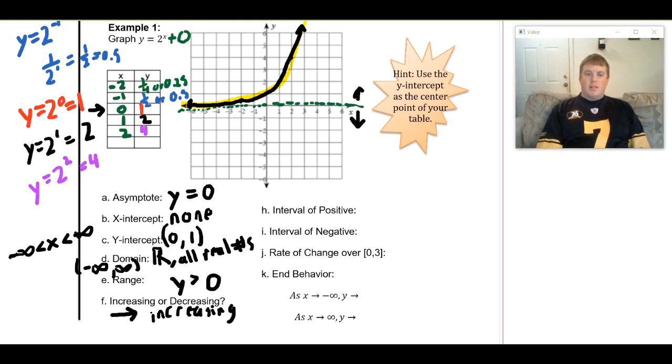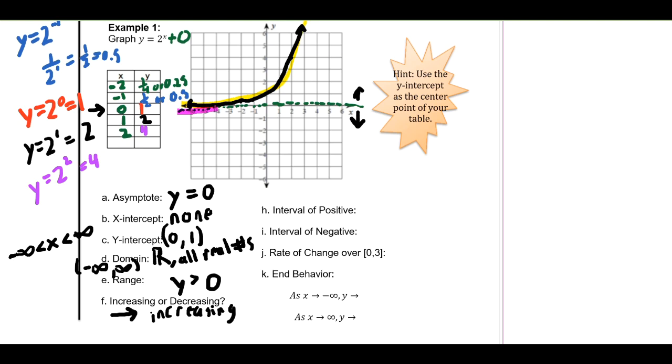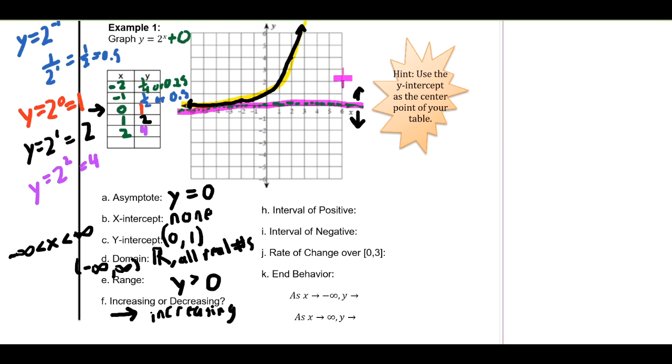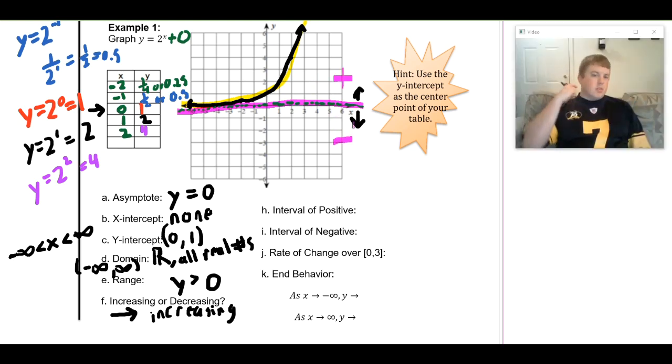Remember, the interval of positive is based off of when it is above or below the x-axis. Interval of positive is going to be when it is above. Interval of negative is going to be when it's below. If we look at what we're given with this equation, our whole entire line is going to be above the x-axis, since the x-axis was actually our asymptote. So our interval of positive this time would be all real numbers, or always positive.